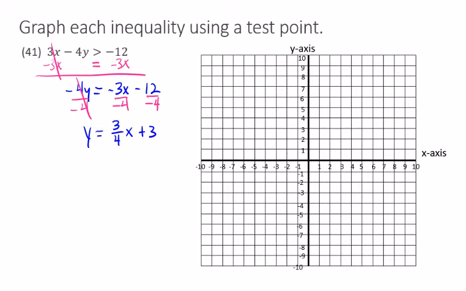Okay. So now I can plot this line. The y-intercept is 3, so I'm going to plot a point at 3 on the y-axis. And then the slope is 3/4, so I'm going to use that to find another point. I'm going to go up 3, 1, 2, 3, and over 4 to the right, 1, 2, 3, 4. So there's my other point.